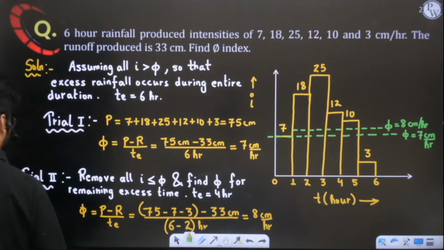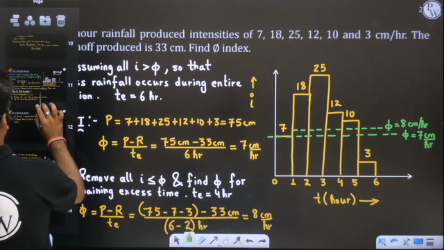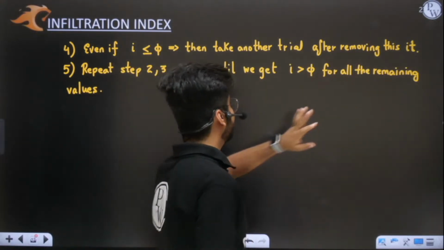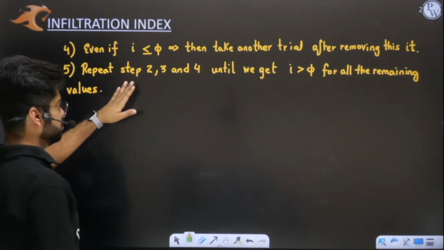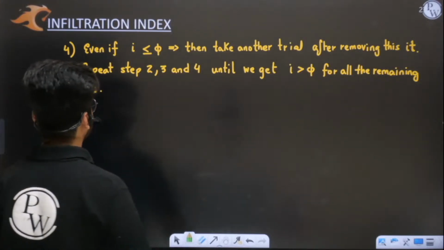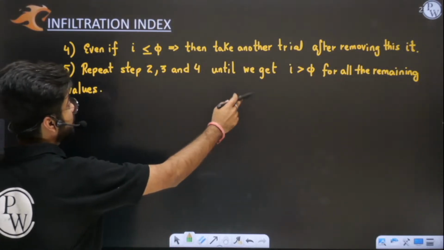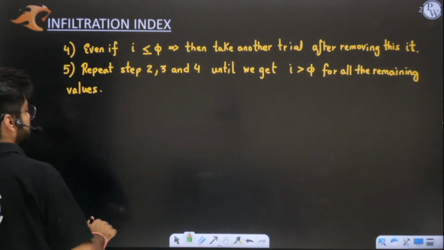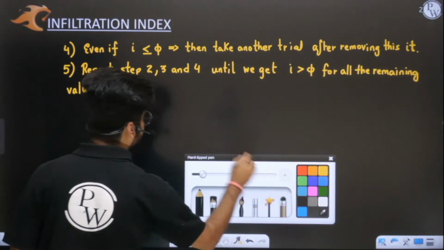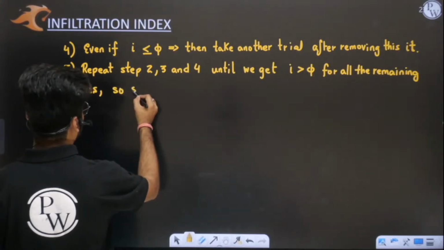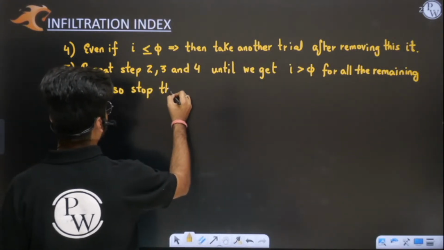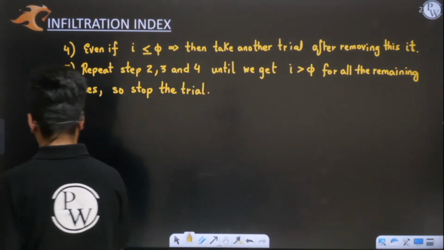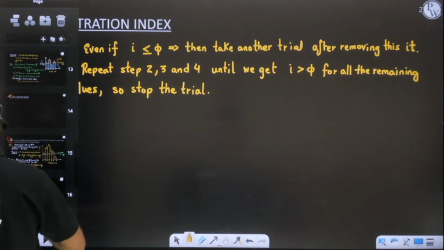So I will stop here. I is more than phi for all the remaining values. Repeat steps 2 and 3 until we get I greater than phi. So now all the I's are greater than phi for the remaining values. So stop the trial. I hope this is clear. The final value of phi will be 8 centimeter per hour.